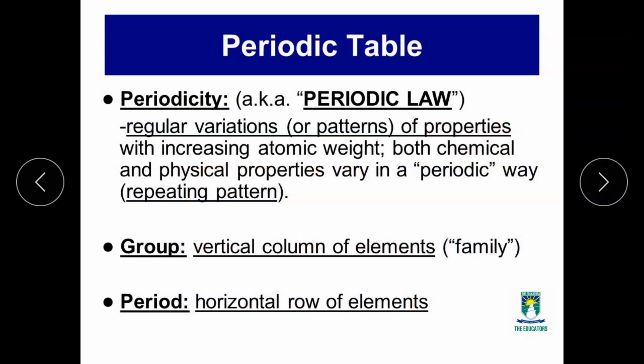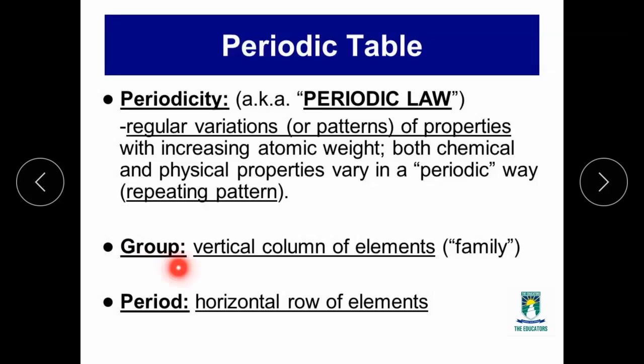The periodic table, or the periodicity, depends on periodic law. According to periodic law, there is regular variation or patterns of properties with increasing atomic weight. Both chemical and physical properties vary in a periodic way, a repeating pattern. So we can say that according to the modern periodic law, the periodicity of the properties of elements is according to their atomic number.